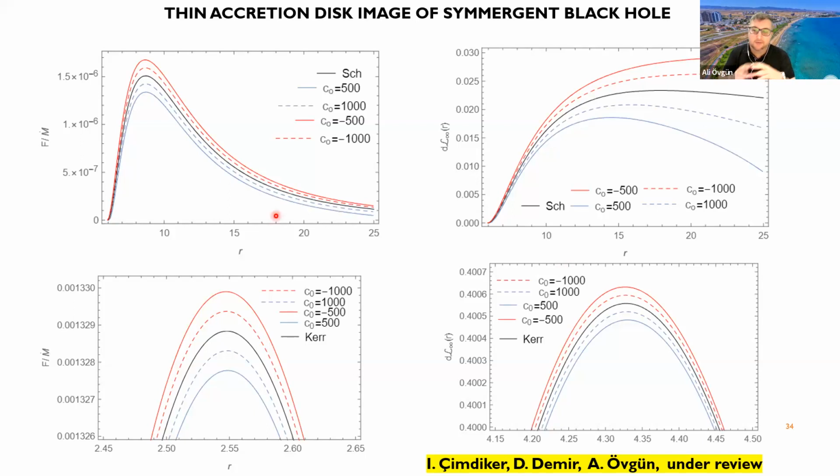Here also we observe some significant deviation from the standard Kerr or Schwarzschild cases. So changing the number of bosons and fermions affects the shadow size and also the flux and luminosity of the black hole.